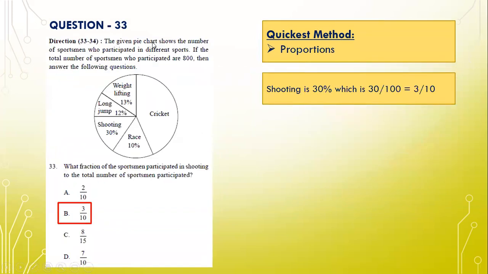The given pie chart shows the number of sportsmen who participate in different sports. If the total number of sportsmen participated are 800, then answer the following questions. Again, this is a question of proportions, but the first question is very easy. What fraction of sportsmen participate in shooting to the total number of sportsmen participate? So how many in shooting? 30%, which is given. So 30% is 30 upon 100. 30 upon 100 is 3 upon 10, isn't it? Very, very easy question, 3 upon 10.